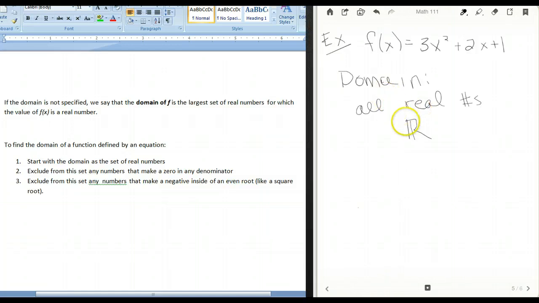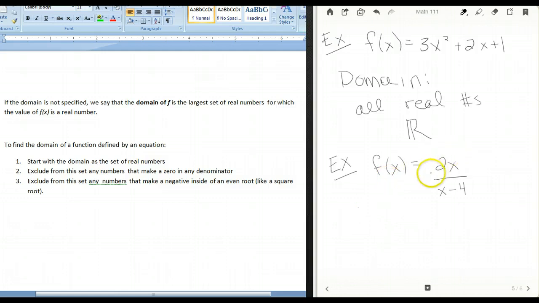So if your domain is ever all real numbers, you can just write that double backed R and I will know what you mean, and all sophisticated mathematical people will know what you mean. Okay? So let's consider another example here. Maybe something like, how about this? 2x over x minus 4. Okay, so that's our function here.